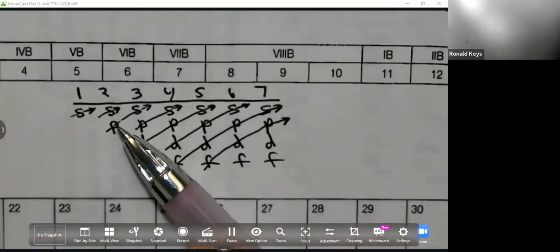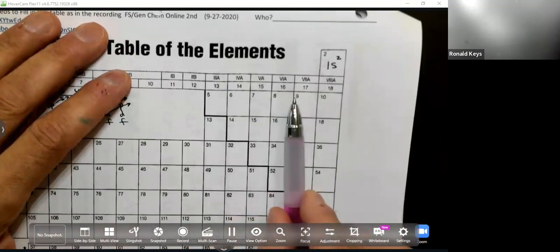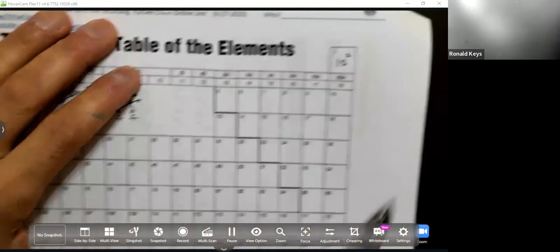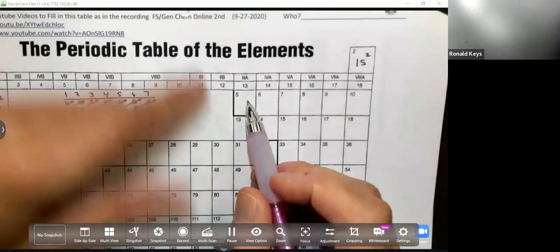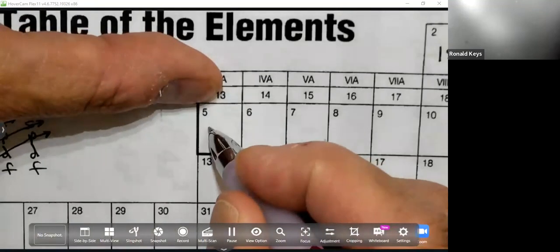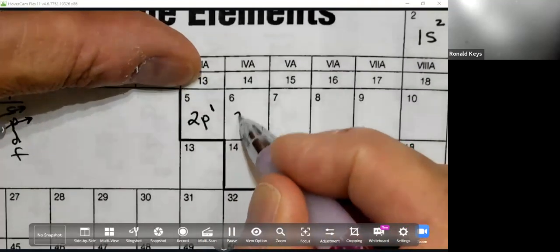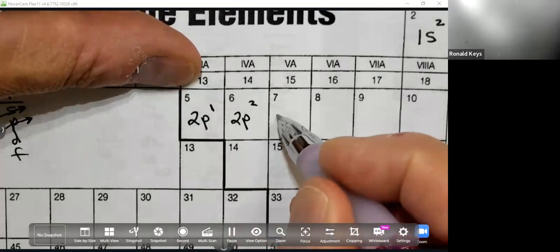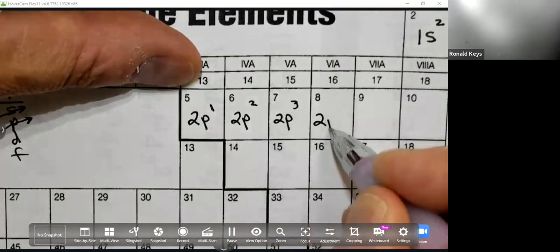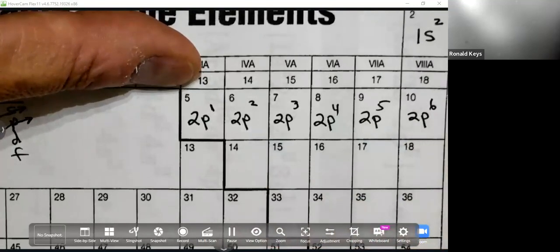We start this 2p. How many electrons can we have in p? 6, right? You know how many columns are over here? 6 columns. This configuration notation right here: 1s2, 2s2, 2p1. We're going to end in 2p2, 2p3, 2p4, 2p5, and 2p6.